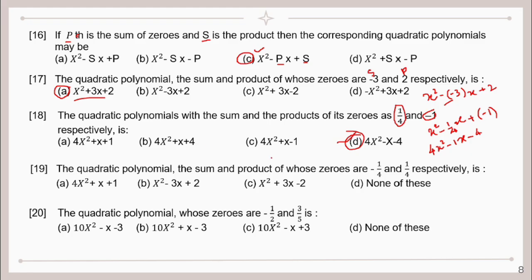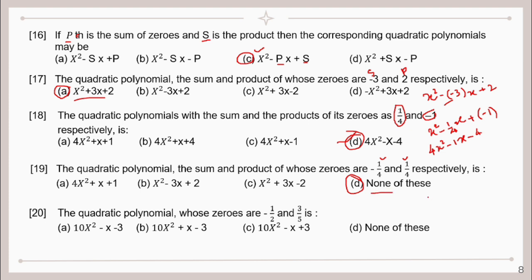The quadratic polynomial, the sum and the product of the zeros minus 1 by 4 and plus 1 by 4 respectively. Here same zeros with a different sign. Whenever the zeros are same and with a different sign, the sum of zeros will become 0. So the middle term will become 0. This minus of 0x will vanish. Only x square and constant will be there. Here in option A or B or C, the middle term is present. So none of these options is right. So D is the correct answer.